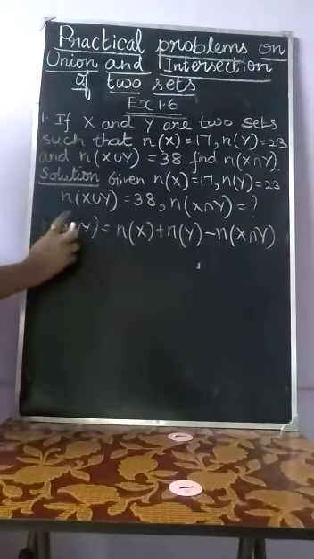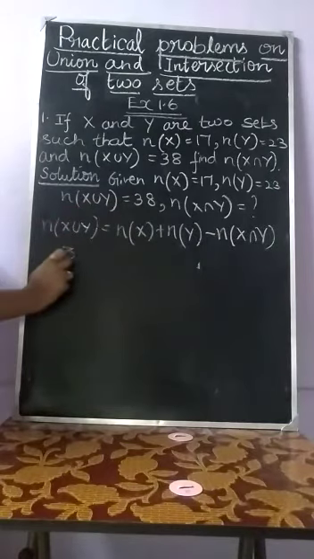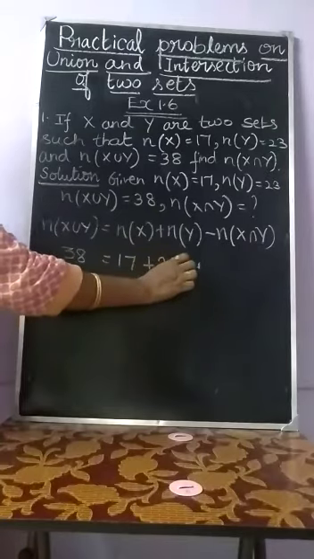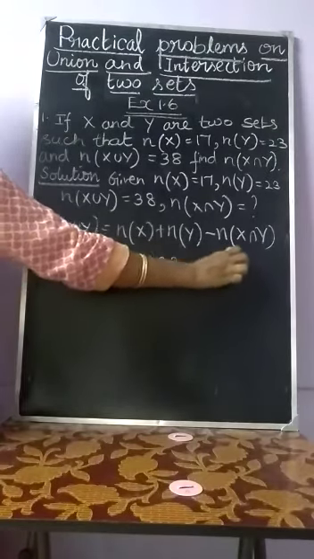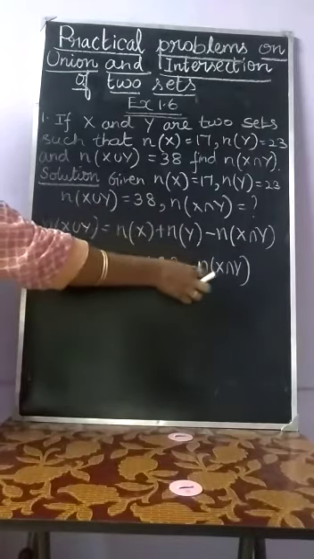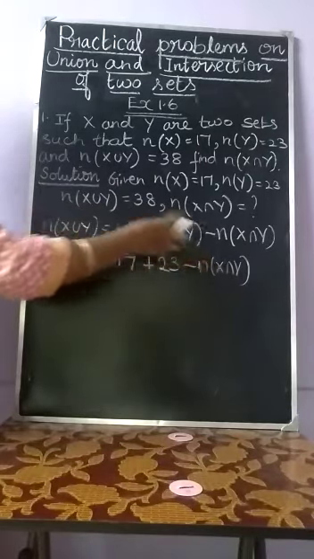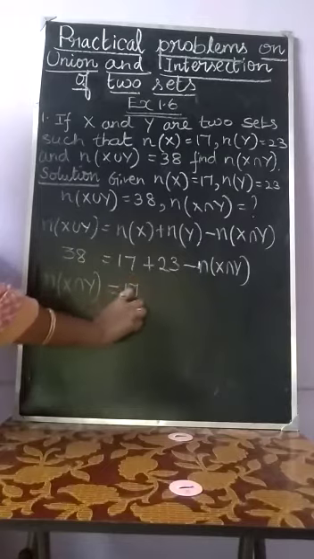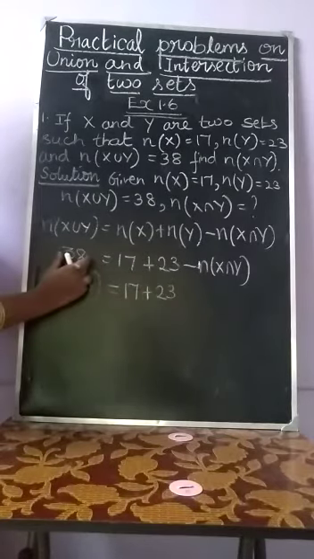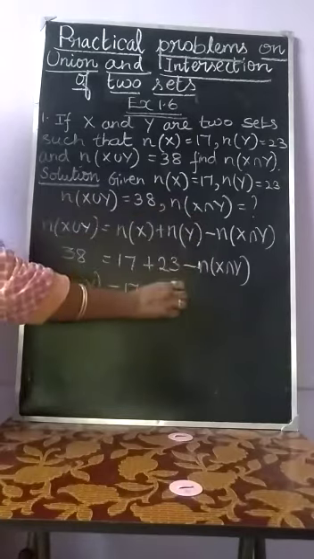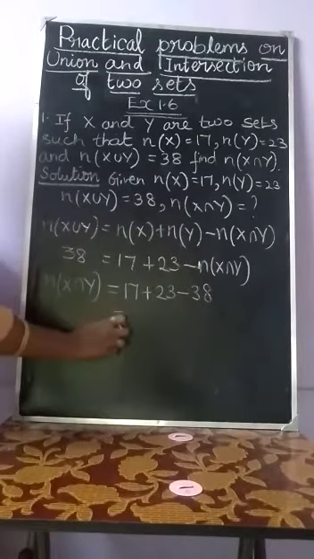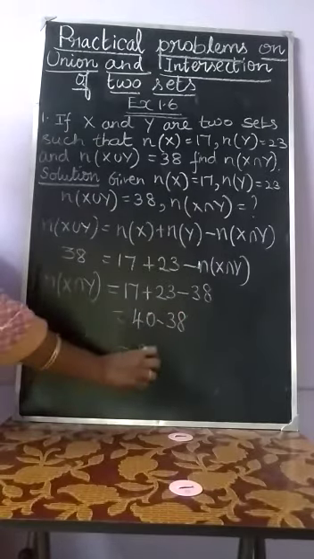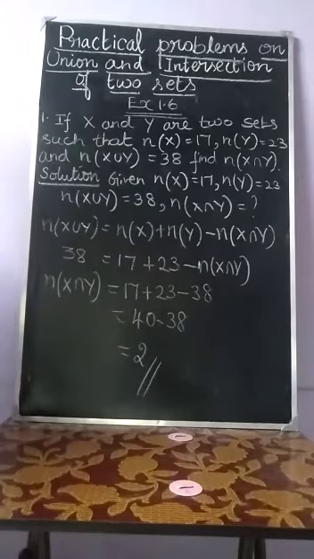Okay, apply the values. What is the x union y value? That is 38. n of x value 17, n of y value 23, minus n of x intersection y. Interchange the values. We need only the n of x intersection y value, no? So we have to move this value to the LHS. So n of x intersection y is equal to 17 plus 23. The LHS value 38 moves to the RHS, so minus 38. What is the value? 40 minus 38, that is 2. So n of x intersection y value is 2.